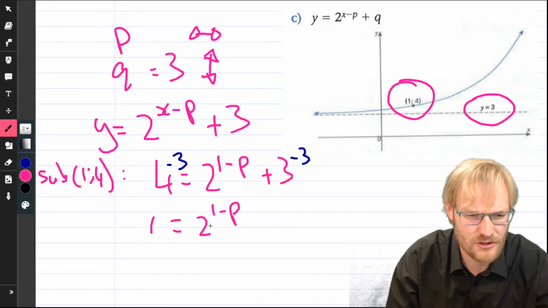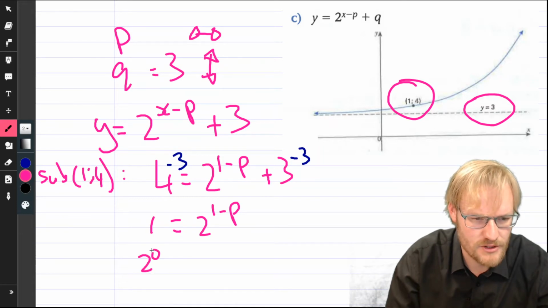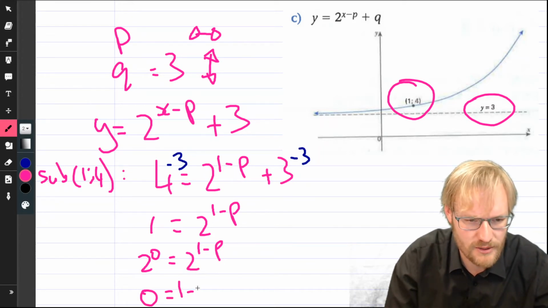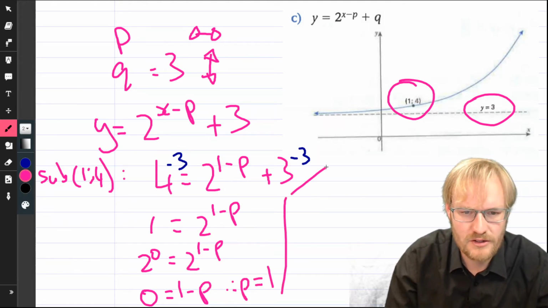Okay, exponential equation to solve. Let's make both sides powers of 2. So this is the same as 2 to the 0 equals 2 to the 1 minus p. So in other words, if the bases are the same, the exponents must be the same. So 0 equals 1 minus p. So p should just be 1 because 1 minus 1 gives us 0. So our final equation is y equals 2 to the x minus 1.